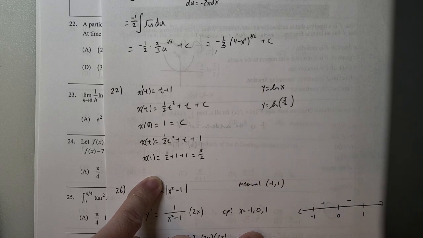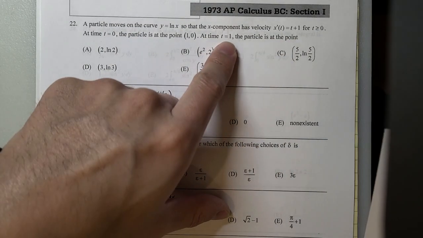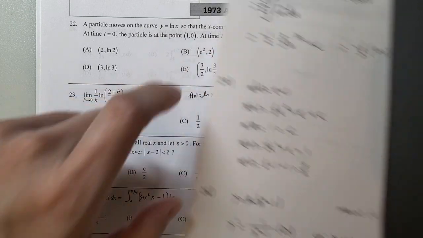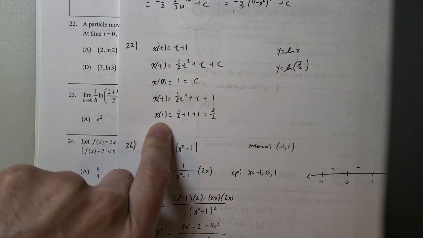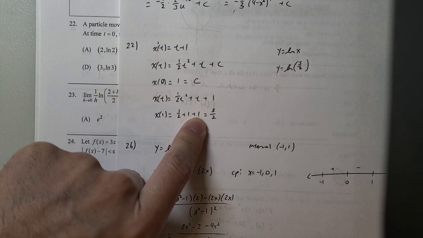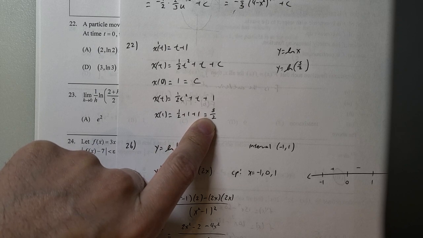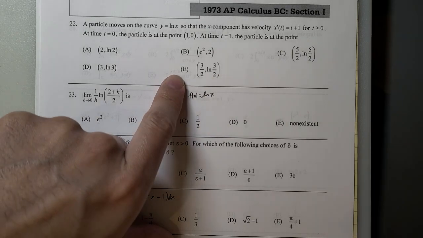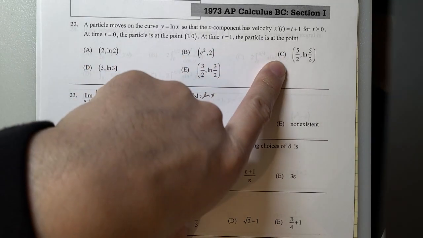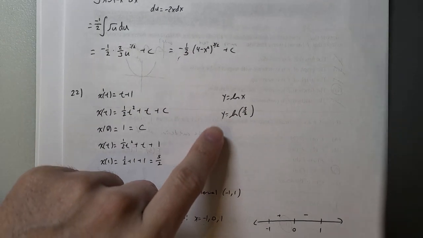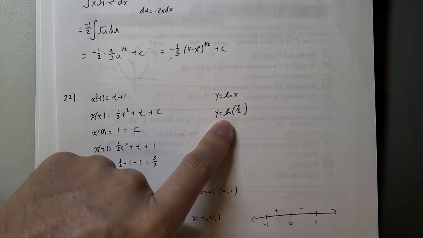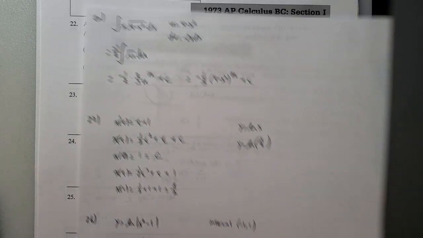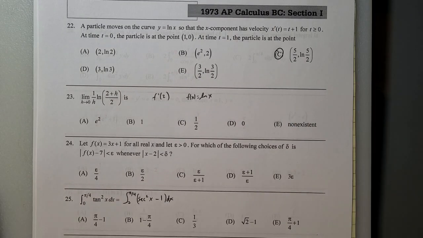Okay? So now we're interested in the position at t is 1. So we can find the x-coordinate. That's just x of 1. That's half plus 1 plus 1, okay, which is 5 halves. Okay, so we found the x-coordinate, so we can eliminate actually all the choices, assuming we did it correctly. And we can confirm the y-coordinate because y is ln x, so y is ln of 5 halves. Okay, that's the answer.